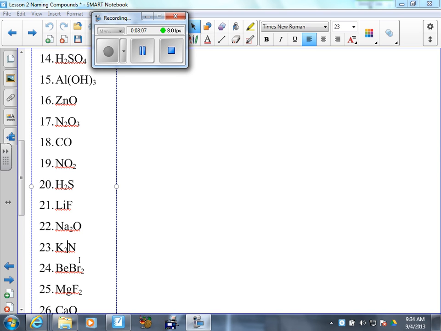So we'll change that to K3N here. Okay, so you'll just have to change that one to K3N. Right, and then it doesn't change the name. If you named it potassium nitride, you were right. It's just you didn't have the right formula to get that name.